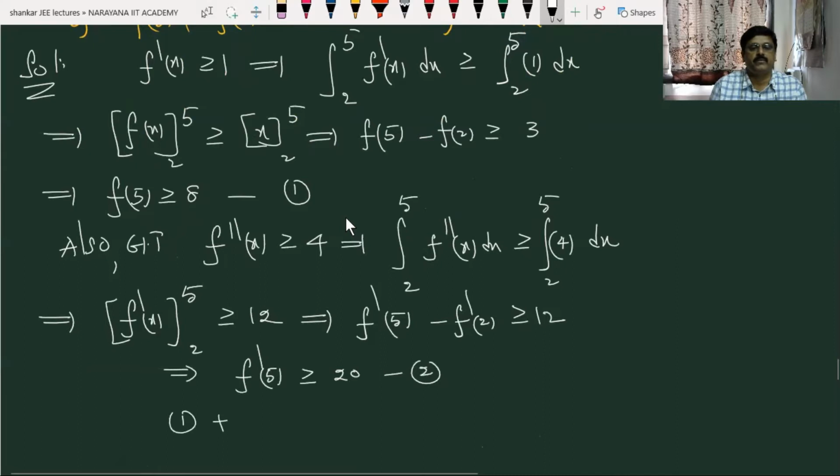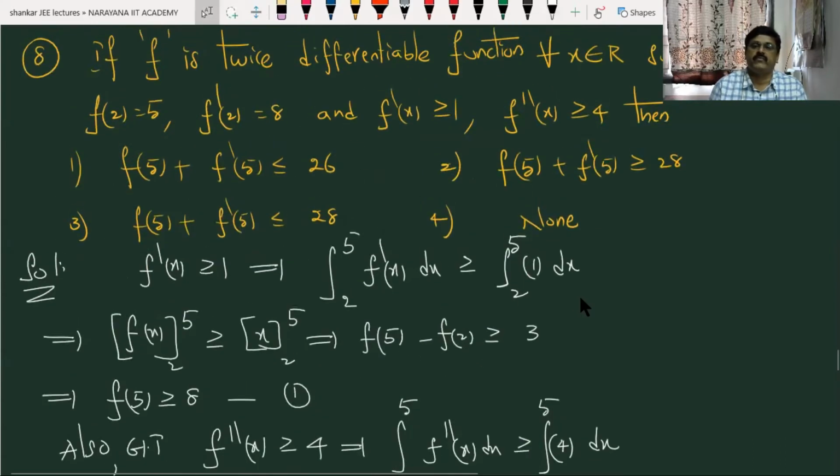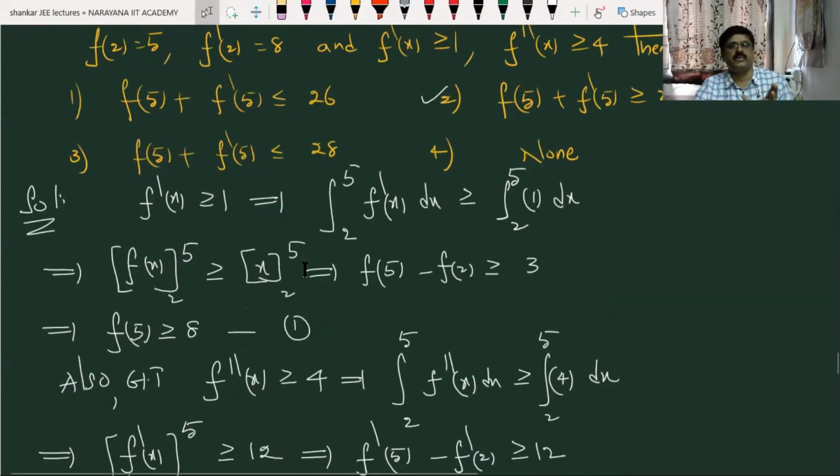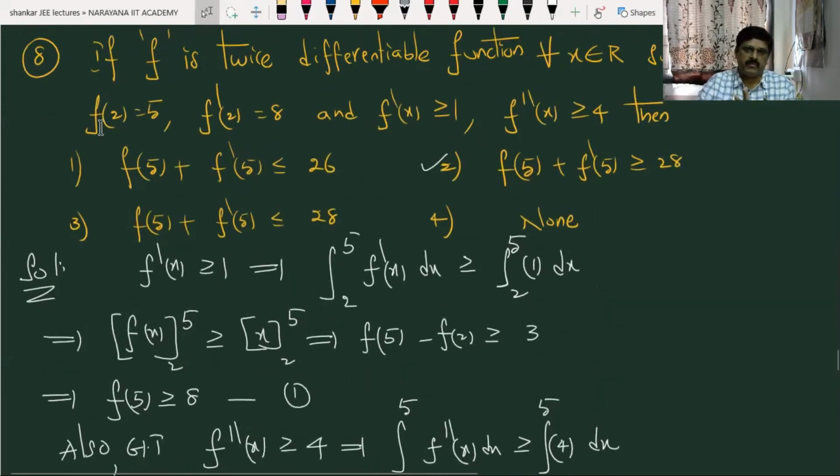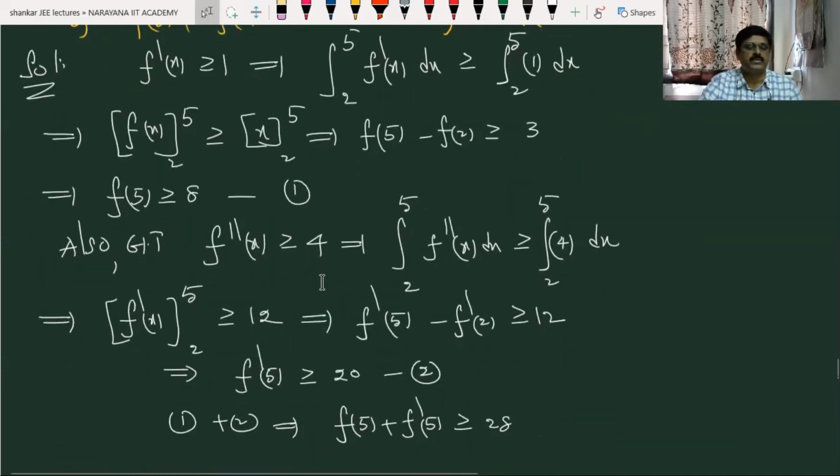Equation number 2. Now 1 plus 2 implies f of 5 plus f dash 5 is greater than or equal to 28, students. So simply by seeing the data f of 2 is equal to 5 and f dash 2 is equal to 8, and by taking these two inequalities one after another and taking suitable limits on both sides, by integrating that, we can get the result, students. Carefully watch it.